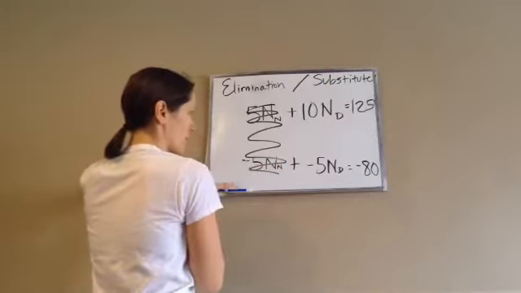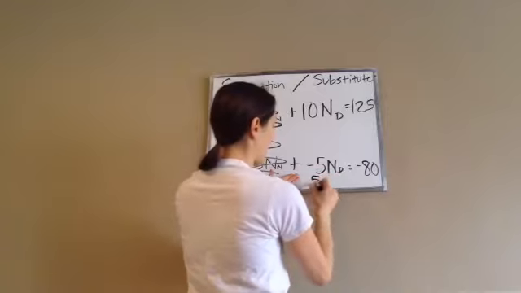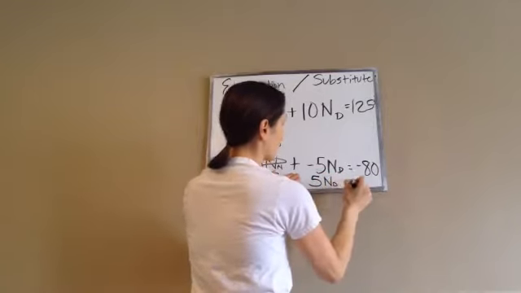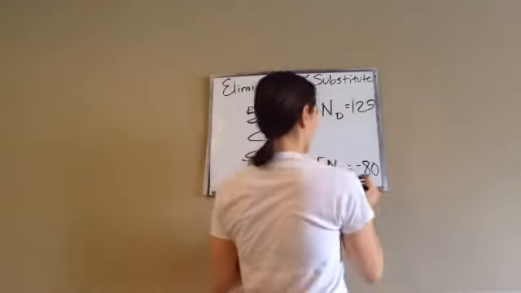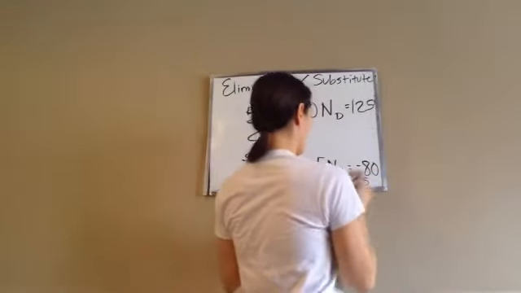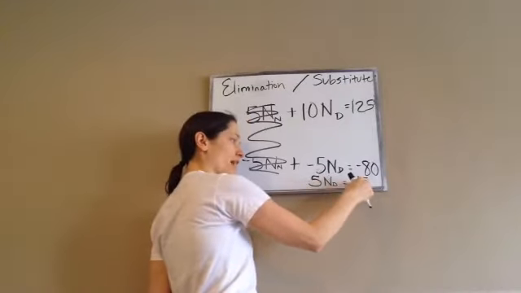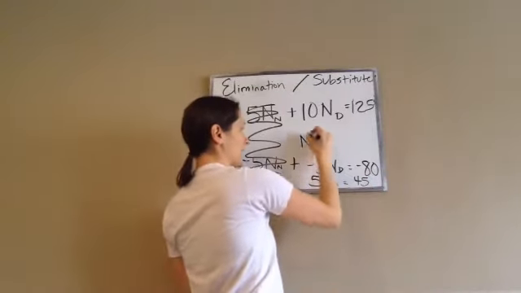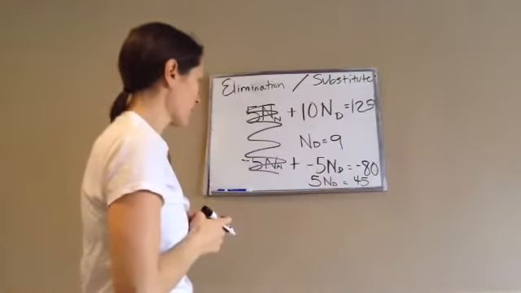Remember this? Yeah. And then I just go 10 plus a -5 would give me 5nD. And then 125 minus 80 is going to equal 45. Okay? And so then it says 5 times what equals 45? We know that nD equals 9.